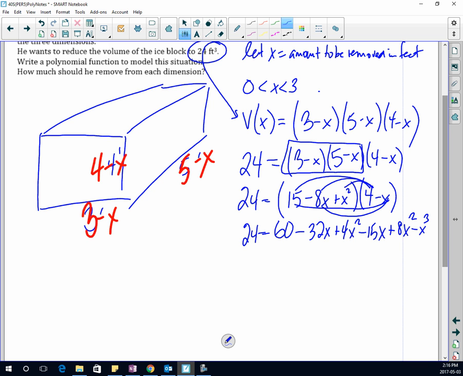So again, I always say don't try to factor things when you have a negative coefficient for your leading coefficient. So I'm going to move everything over to the left side here, so I get x cubed, and then I can combine 4x squared and 8x squared is 12x squared. So if I move it over to the other side, I have minus 12x squared. Then I have a minus 32x and a minus 15x.